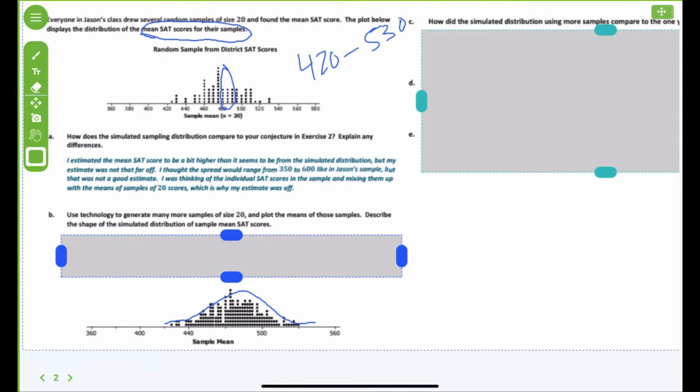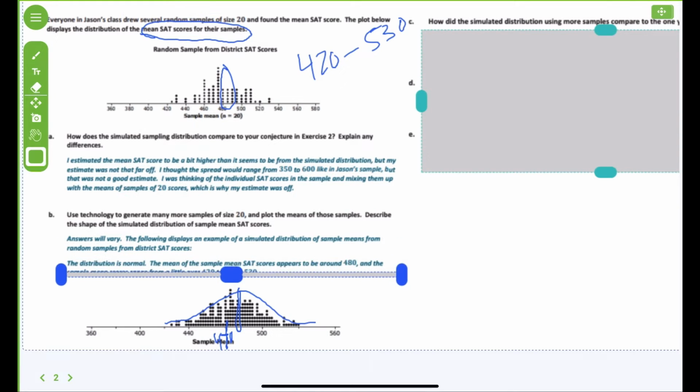And what's the distribution of the sample mean? Well, it should be found right around in here, which would be, here would be 470. This line right here would be 470, so it's going to be right around 480. Okay.